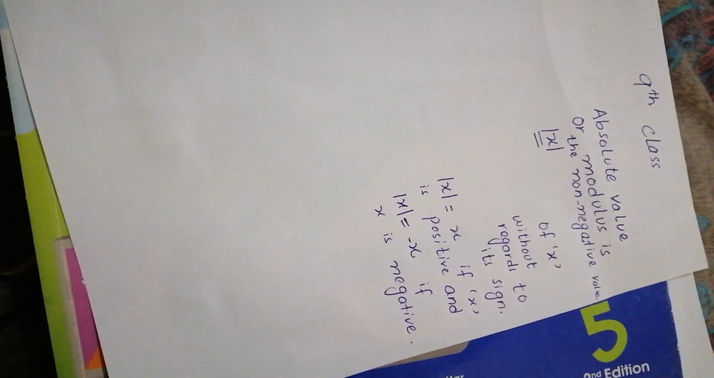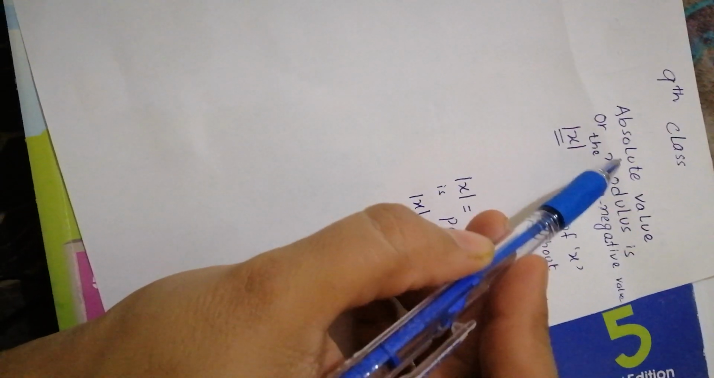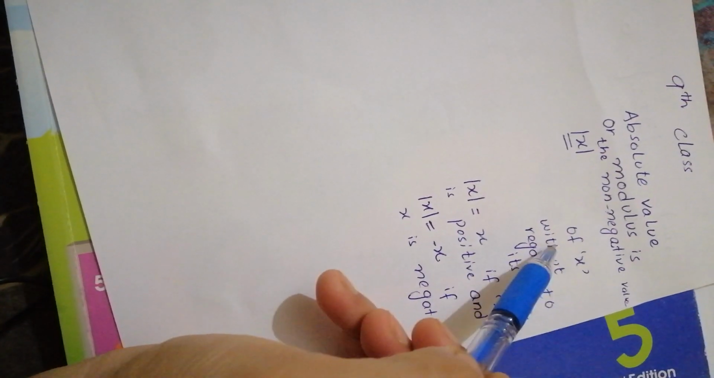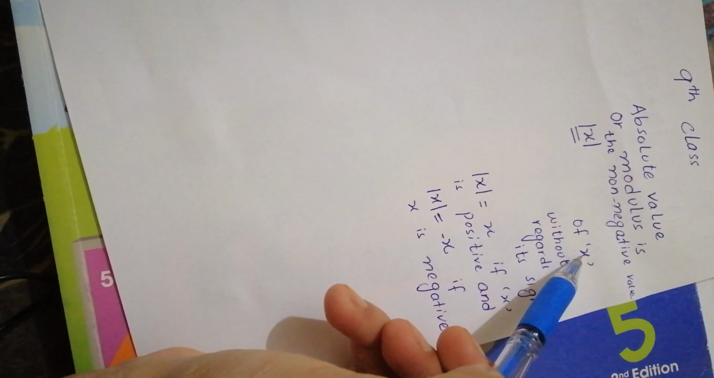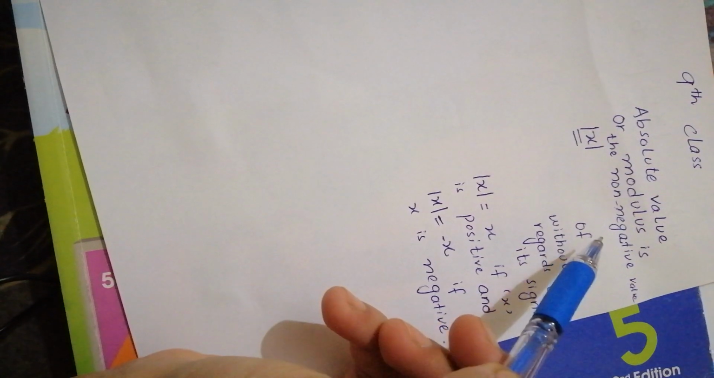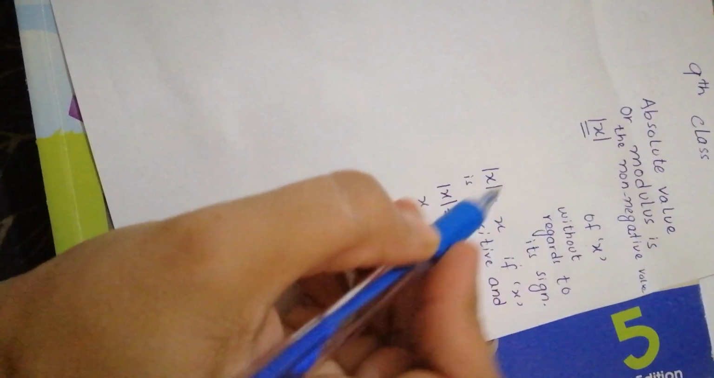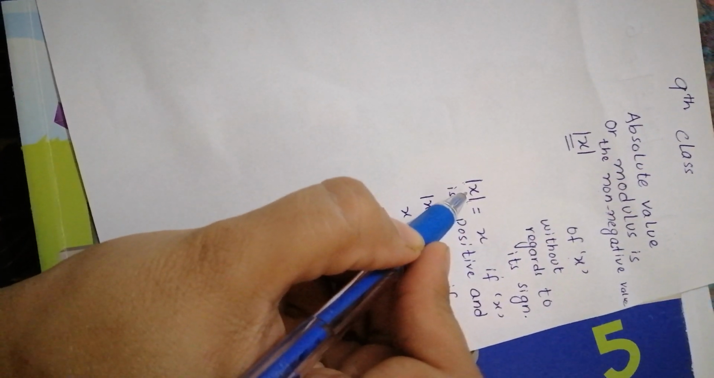Absolute value, what is absolute value? Or modulus. Absolute value is basically the non-negative value of x. Any x mean any real number, mean non-negative value of any real number without regards to its sign. For example, these two vertical lines are known as absolute values. We read it as absolute value of x. X mean any real number, right?